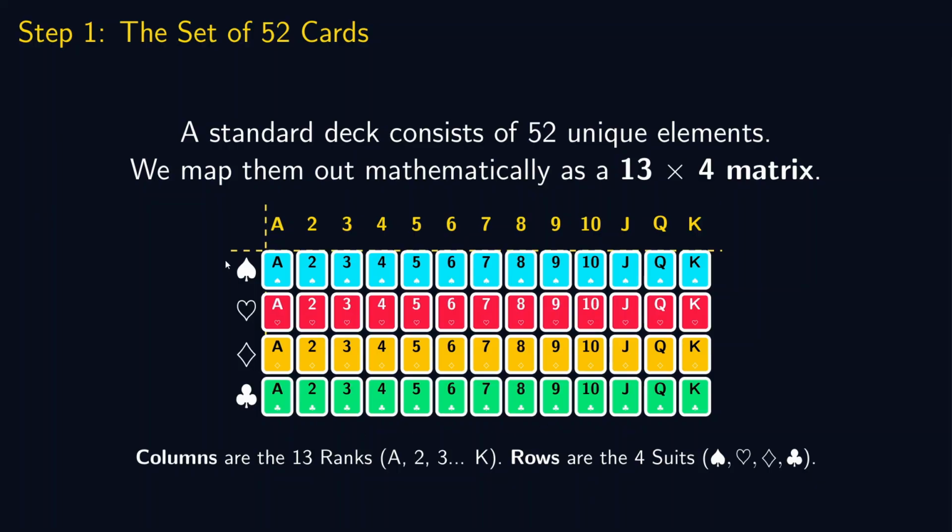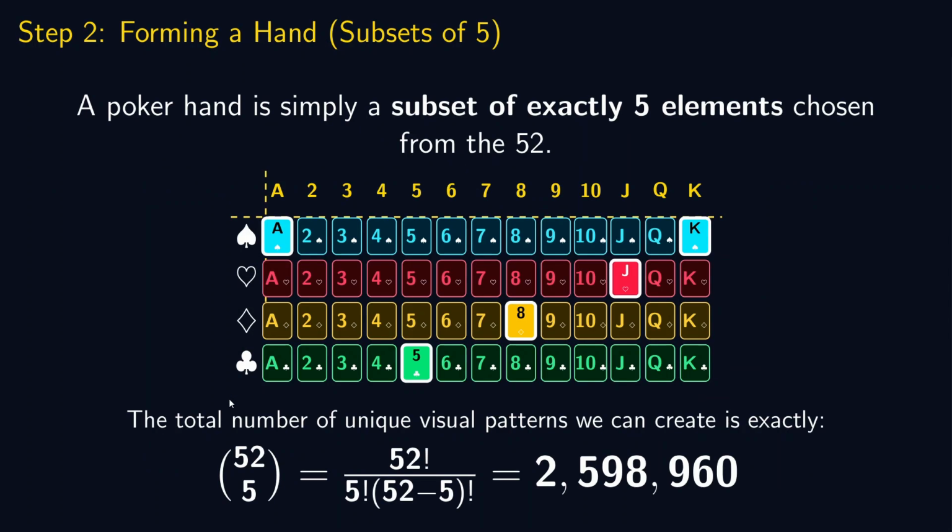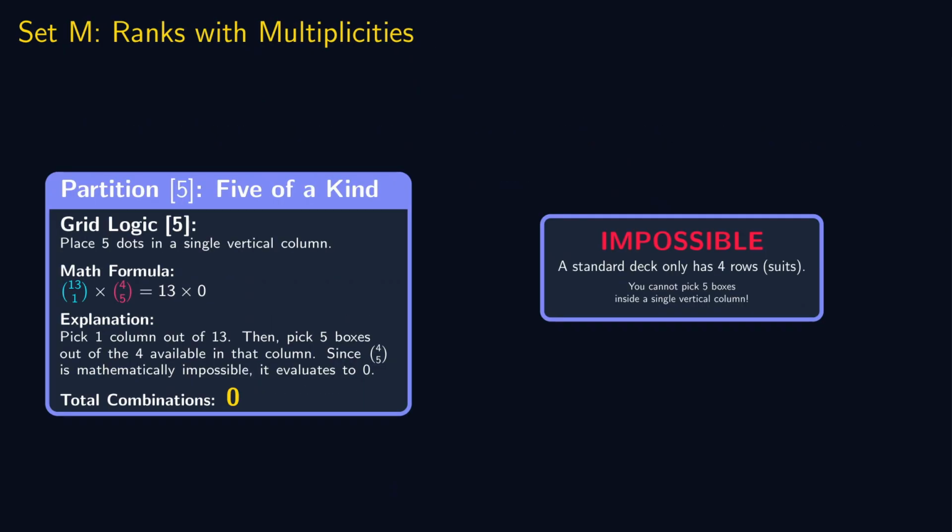Now let us see how the mathematics captures this perfectly. We write the formula as 13 choose 1, multiplied by 4 choose 5. The first part, 13 choose 1, is straightforward. We are choosing one column from the 13 available ranks. That is fine. 13 columns are available, and we pick one.